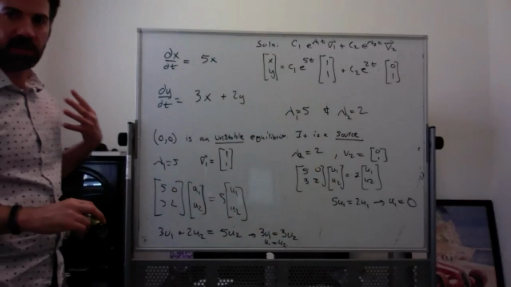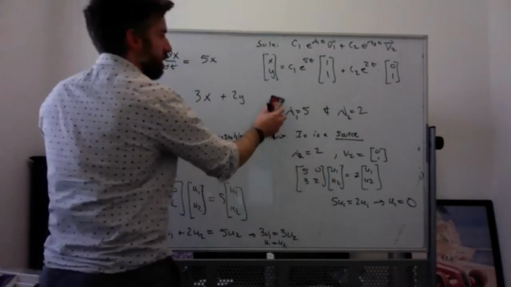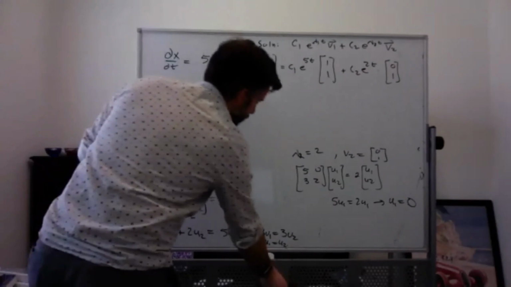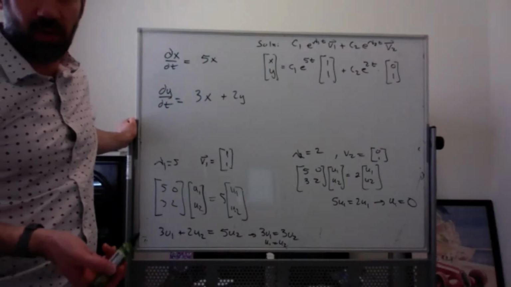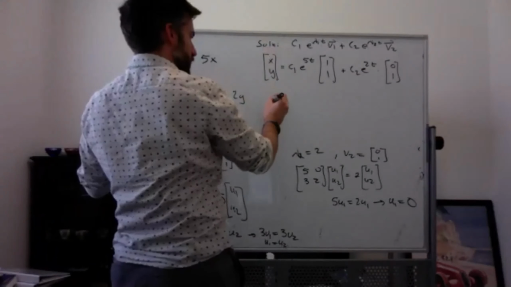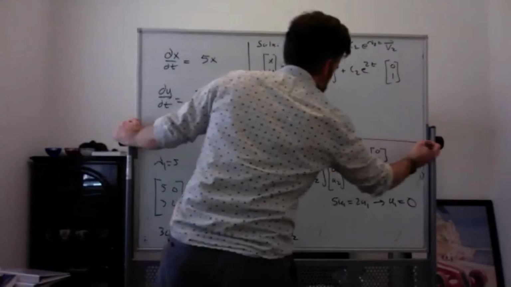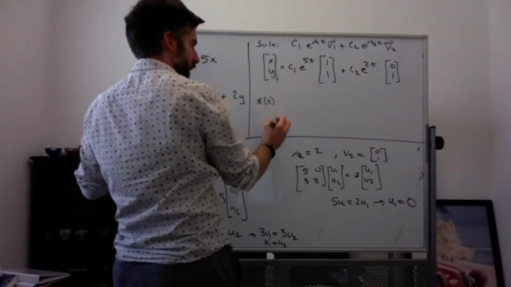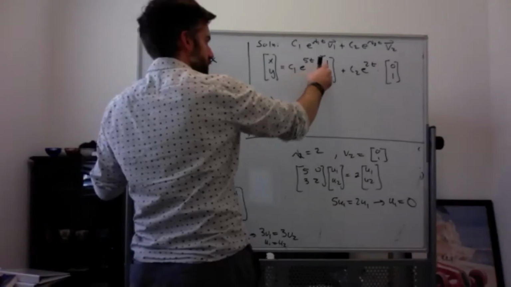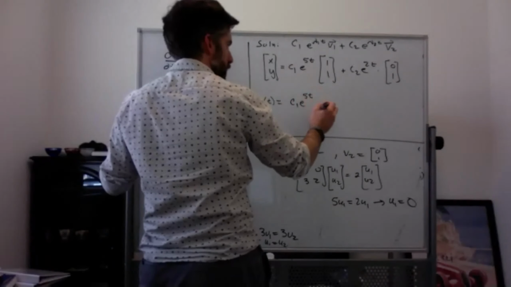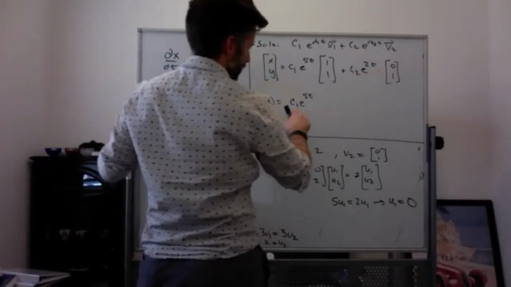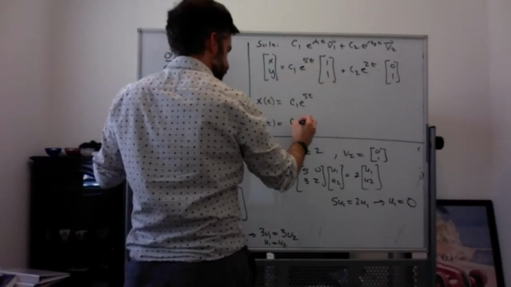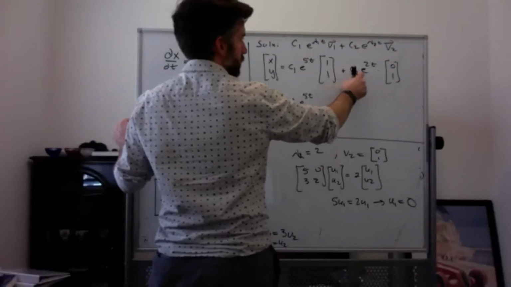I'm going to erase a little more because I want to still stay on this side of the board for a second. So we don't need this. You can actually see why it's unstable if you look at what x and y are equal to. X is just the first component, so x of t is equal to C1 e to the 5t times 1 plus C2 e to the 2t times 0. So it's just that. And y of t is equal to C1 e to the 5t times 1 plus C2 e to the 2t times 1.